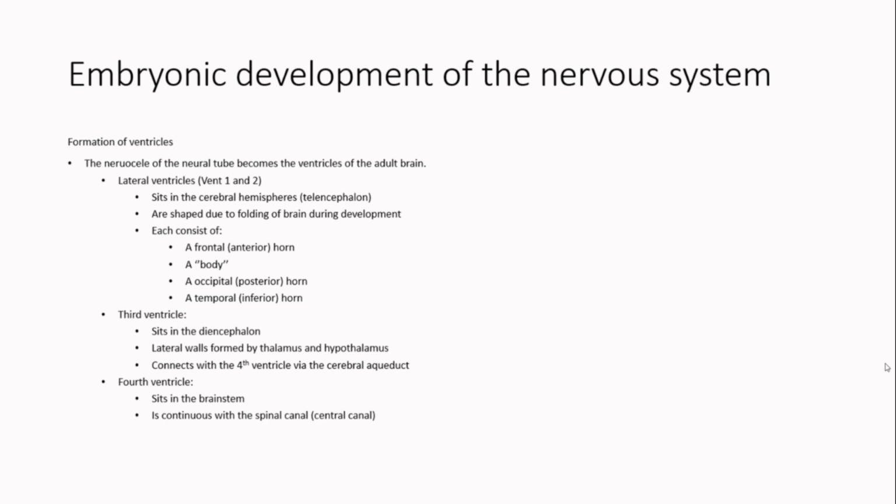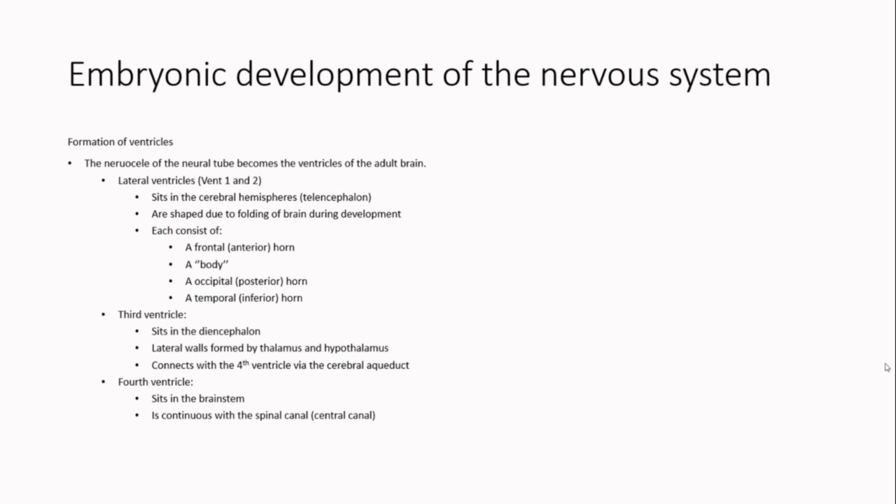It will also form the ventricular system, from the neurocoel of the neural tube. We have the lateral ventricles, ventricles 1 and 2. They sit in the cerebral hemisphere, and each one of them has a frontal horn, a body, an occipital horn, and a temporal horn also.